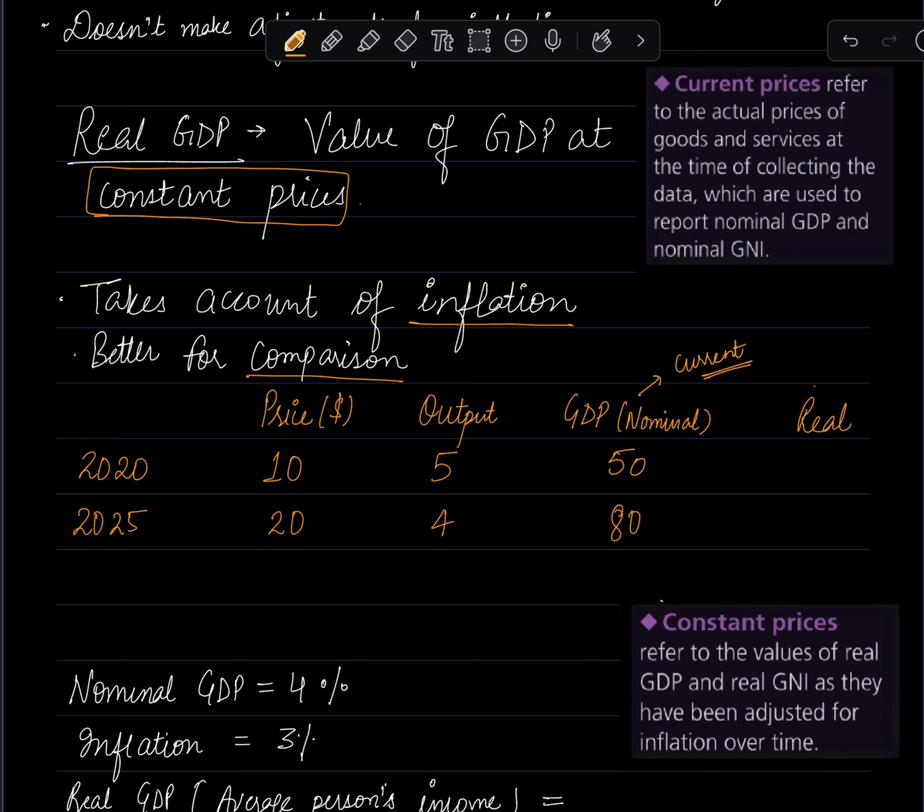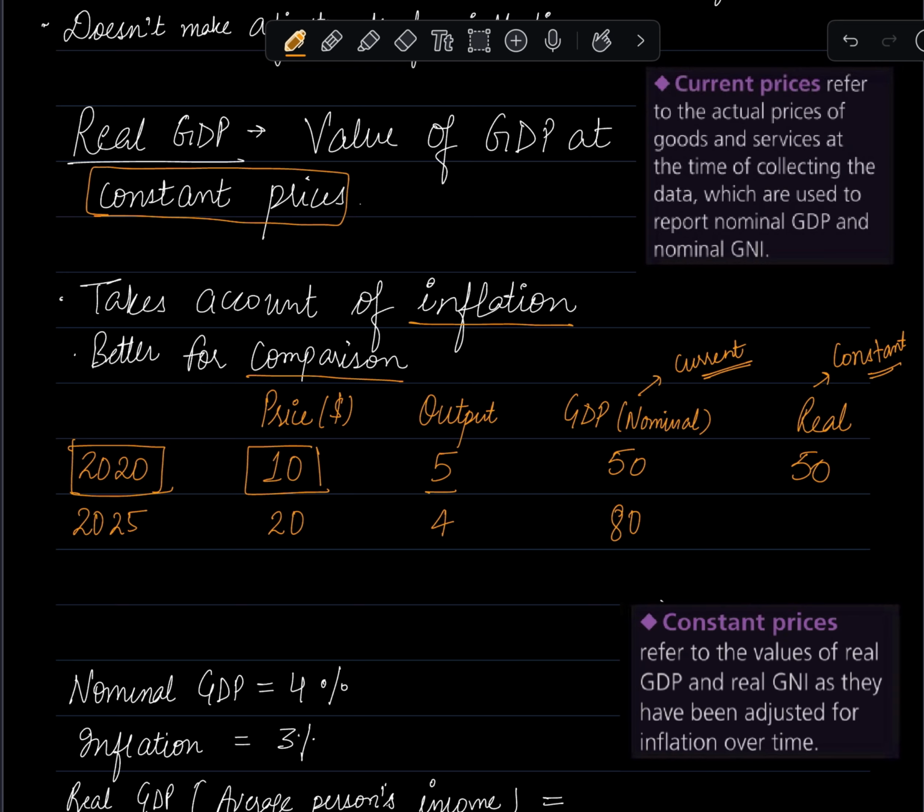Real GDP says no, we actually need to see whether there is an increase in output or not. So we will keep the price constant so that GDP does not change because of a change in the prices. It only changes when there is a change in the output. So real GDP for 2020 would be price of base year. Base year would be given to you here. 2020 is the base year. You don't have to worry about it. Price of base year and output, it would be 50.